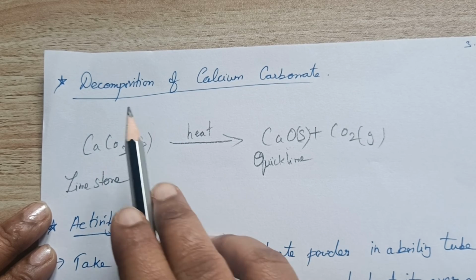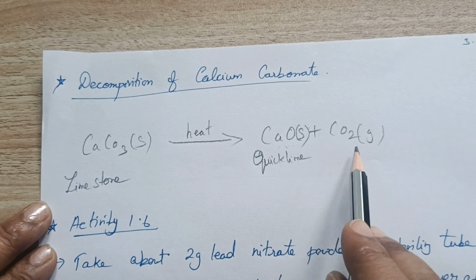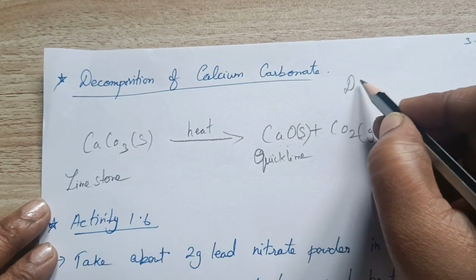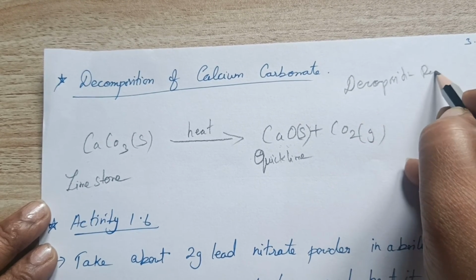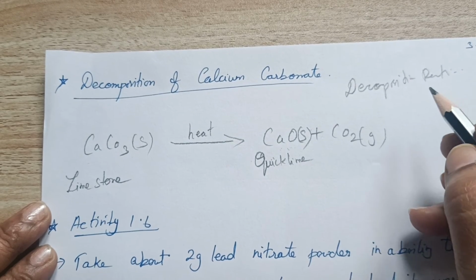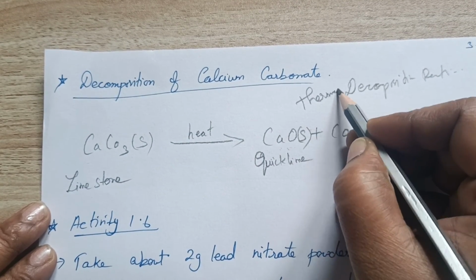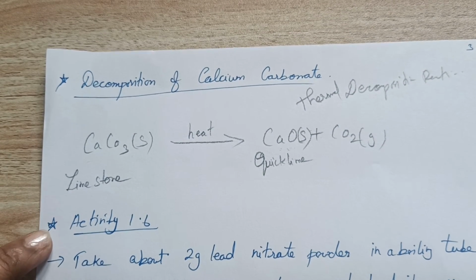So again, the single reactant is decomposed to form two products. So it is an example of what reaction? Decomposition reaction. And also it involves heat, hence it is called thermal decomposition. This is called a thermal decomposition reaction.